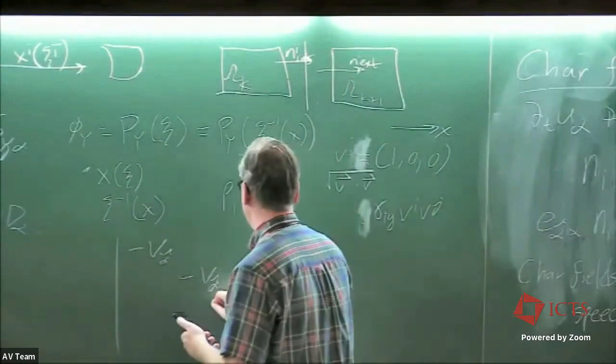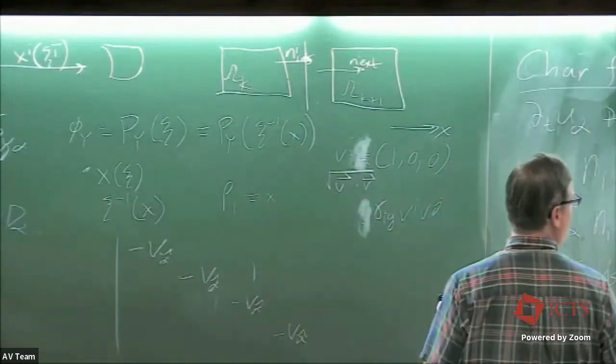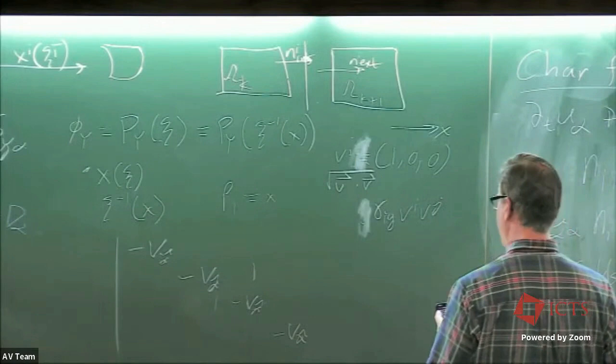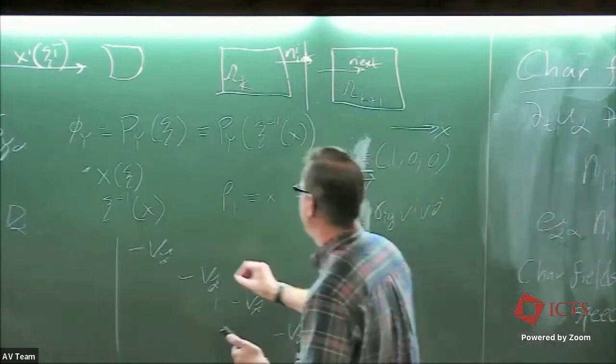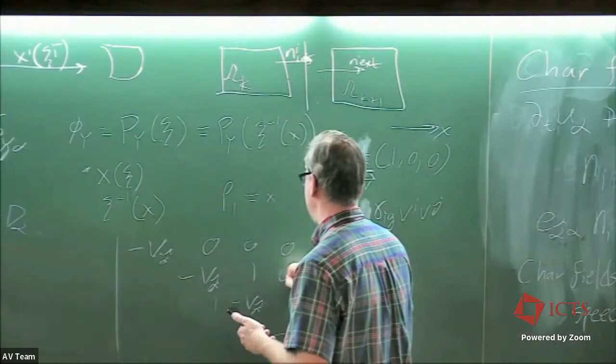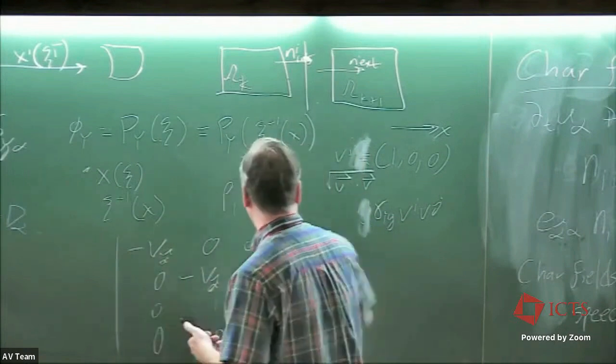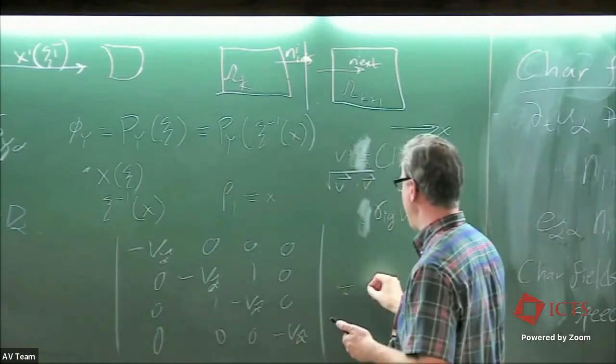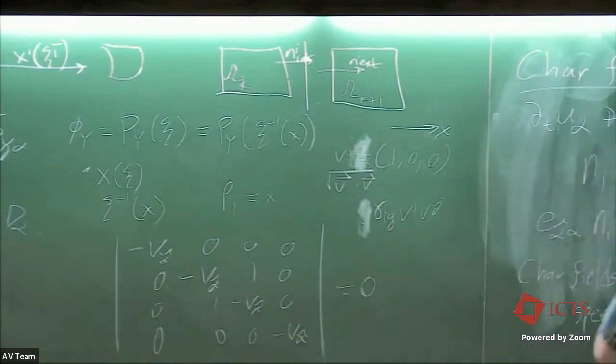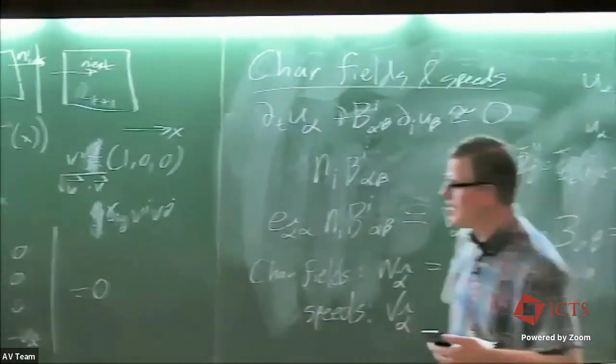There's a 1 here and a 1 there. And then everything else is 0. And that determinant has to be equal to 0 for the eigenvalue equation to have a solution. Bring this to the other side, and then to get a homogeneous solution, you end up with that. This is just the usual eigenvalue problem.